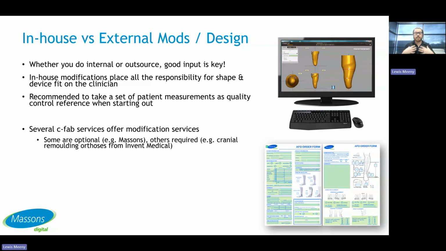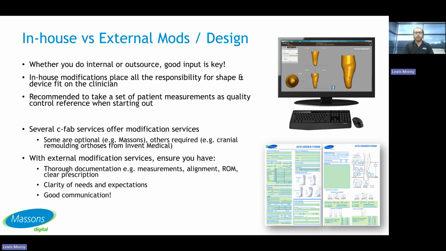Some, like Massons, offer a digital design service, but we can also work off modifications you've already done yourself. Other services, like the Tali helmet from Invent, actually require that they have a raw scan so they can do all their own internal processes to it. So depending on your provider, you might be able to engage with your own mods, or they might have their own requirements. Either way, it's good to have communication with them to understand.